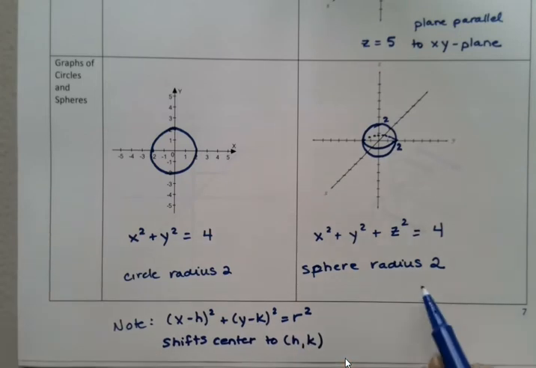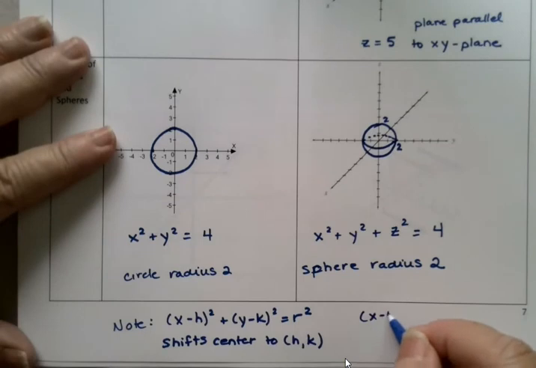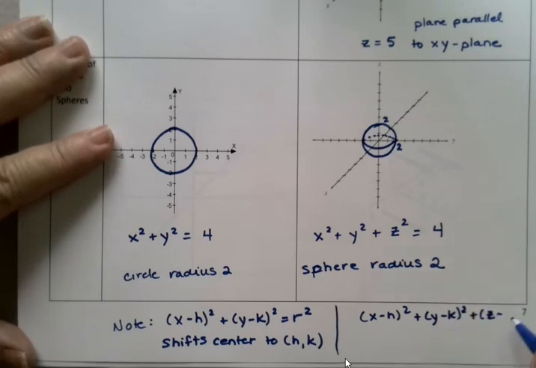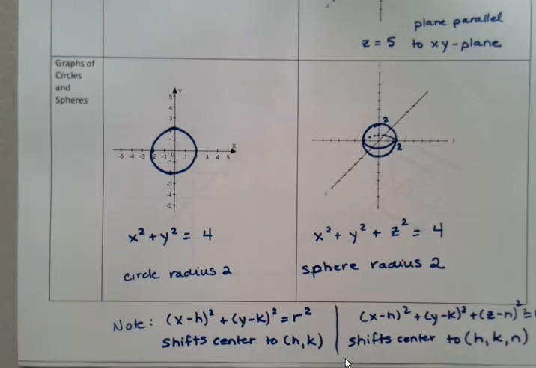And the same idea here. If I were to have a third variable, let's call it n, that shifts the center to (h, k, n). So certainly you can shift these things just like you shifted in 2 dimensions.